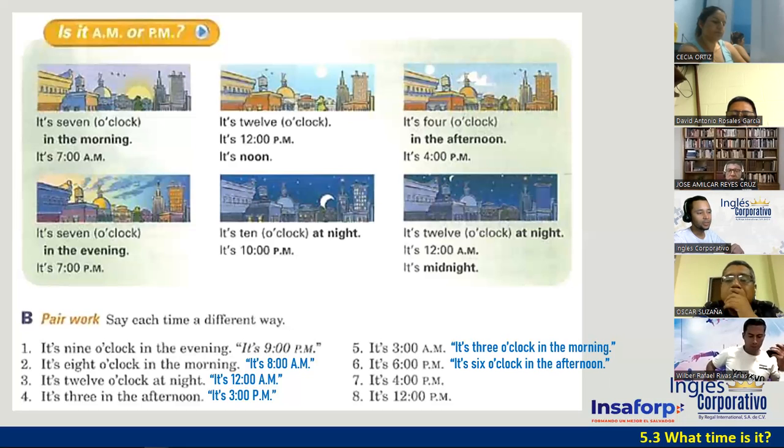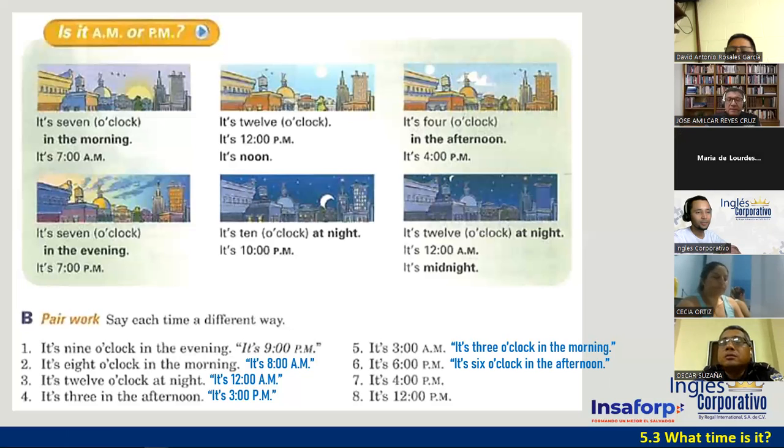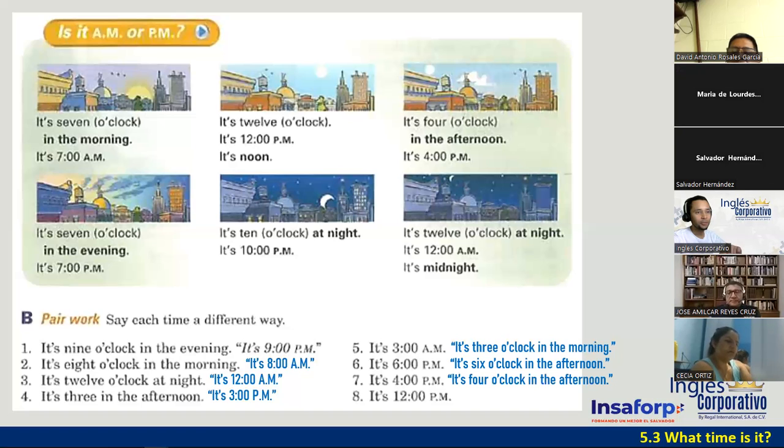Jose Amilcar Carreyes, number seven. It's 4 p.m. It's 4 o'clock in the afternoon. Okay. It's 4 o'clock in the afternoon. Okay, very good. Thank you very much. It's 4 o'clock in the afternoon.